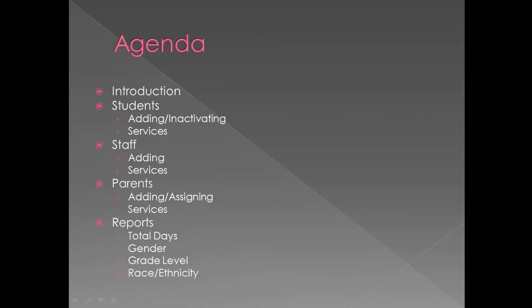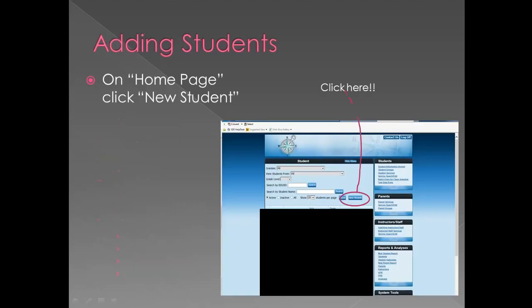These three sections of students, staff, and parents will be how we collect our data information for the statewide objectives. So our three objectives, we focus on parent and family engagement, academic achievement, and social emotional wellness, which is our professional development. So first off, in looking at Compass, we're going to talk about adding students.